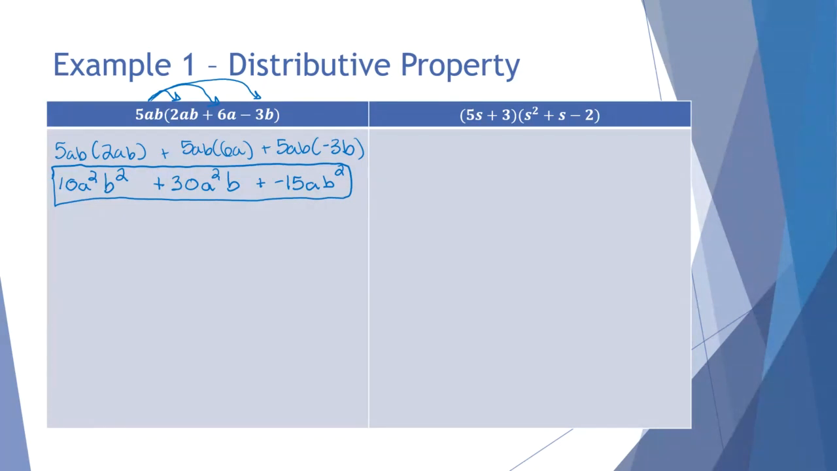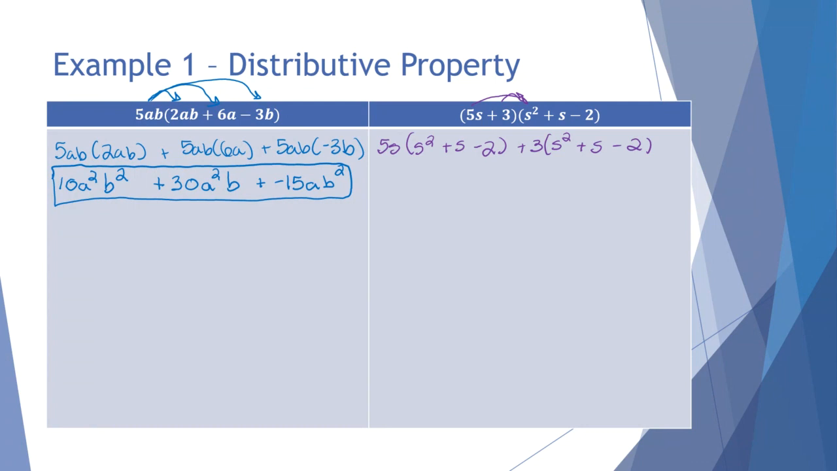The example on the right here is I've got 5s plus 3 times s squared plus s minus 2. So I'm going to use the extended distributive property by basically multiplying the 5s by the entire second polynomial, s squared plus s minus 2, and then 3 times the entire second polynomial, s squared plus s minus 2. So I have the 5s times the polynomial, and then the 3 times the polynomial.